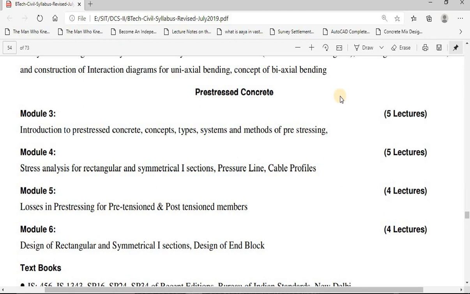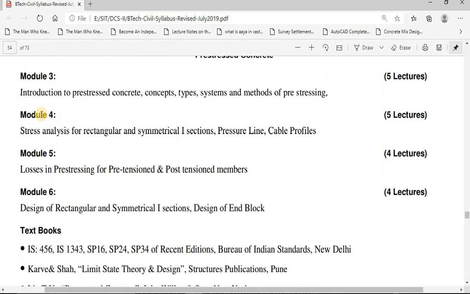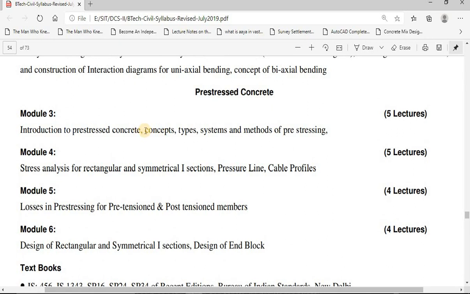Because of this load, the beam is going to bend. So that is called pre-stressing. Just try to understand it. If you are not getting it, we will study it in detail with the diagrams in module number 3. This is just an introduction to the syllabus session. Next, you can see in pre-stressing there are various concepts, there are various types, and there are various methods of pre-stressing also. All those things we are going to study in module number 3.